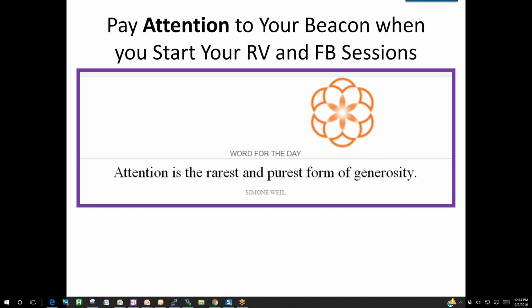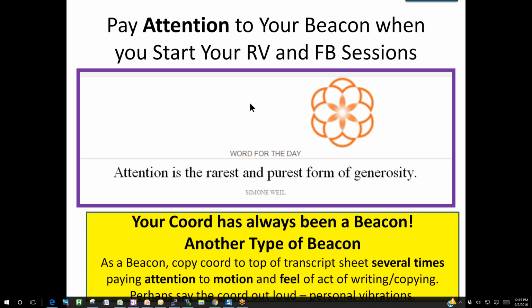This is a great quote. Attention. So now you're paying attention to your target, which you found with your beacon at feedback time. Attention is the rarest and purest form of generosity. You're giving your time, you're giving your attention to the feedback target. Now, as I said, your coordinate has always been a beacon. You can play on that.